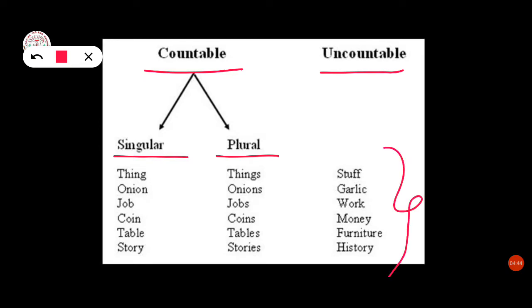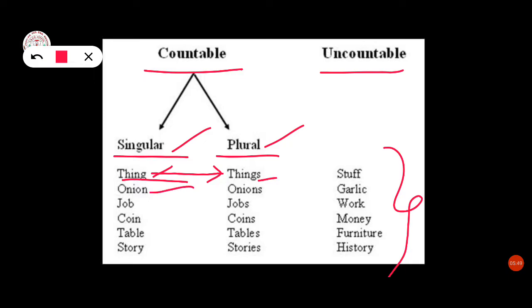Here you can see examples of uncountable nouns and of countable nouns in singular and plural form. Singular means when we are talking about one person, that is a single person, and if it increases by one, that is more than one person or thing, then it is plural. So here first is given thing. If we want to change this singular thing into a plural form, we do it by adding s to it. So thing has been changed to things.